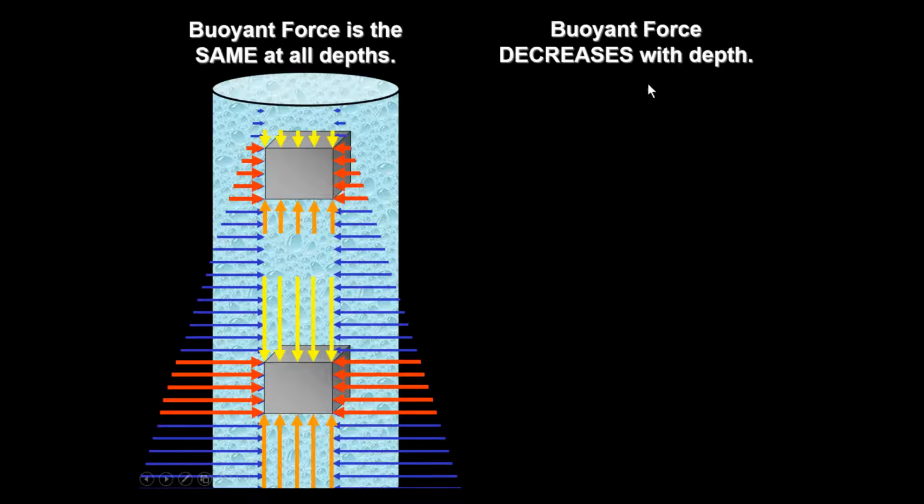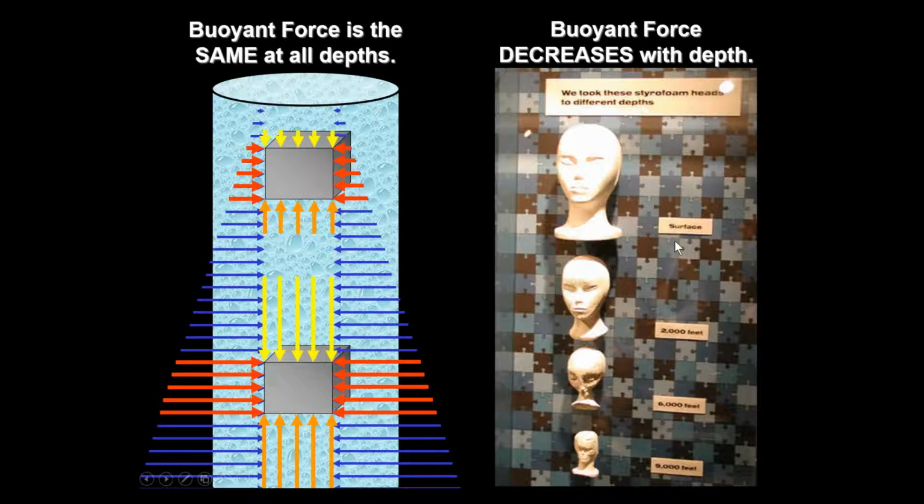And you think, how can both of those be true? Well, they're both true in their own situation. Here is a situation where the buoyant force got less the deeper it went. And that's because in this example over here, the object was solid and could not compress. It wasn't crushable. Here, the styrofoam head was taken down to 2,000 feet and 6,000 and 9,000 feet, and that fantastic amount of pressure crushed it into a smaller volume. And that smaller volume displaced less water, so the buoyant force was less.